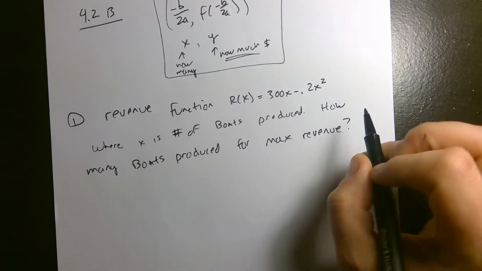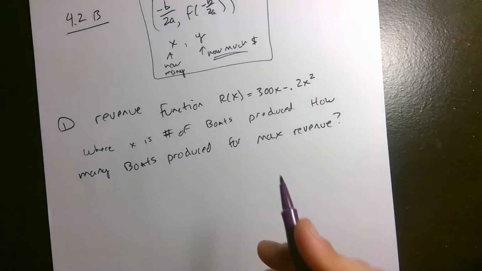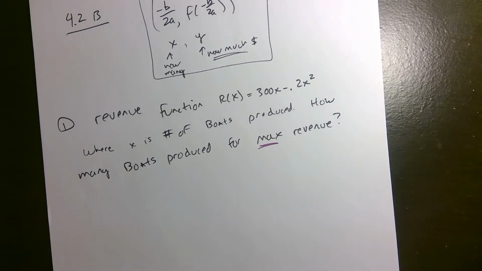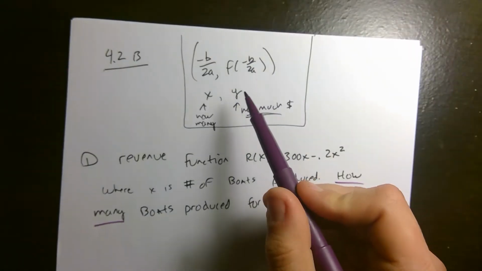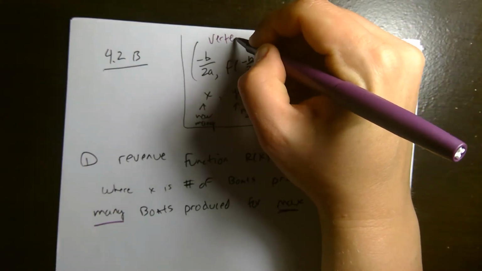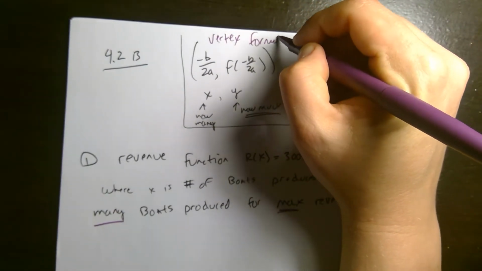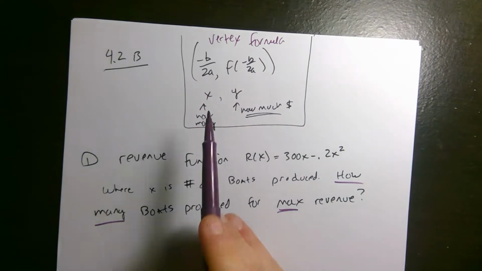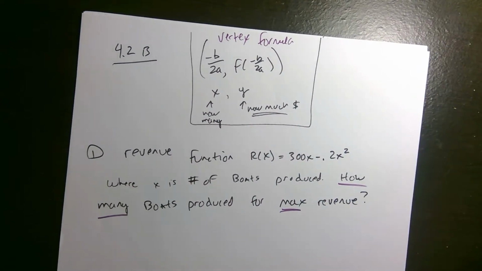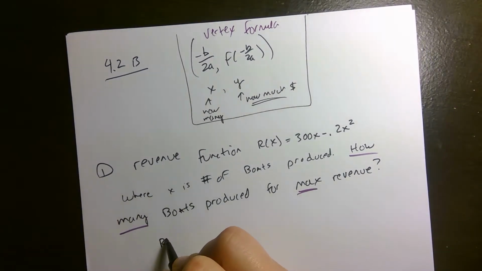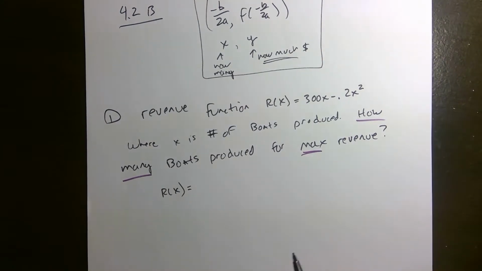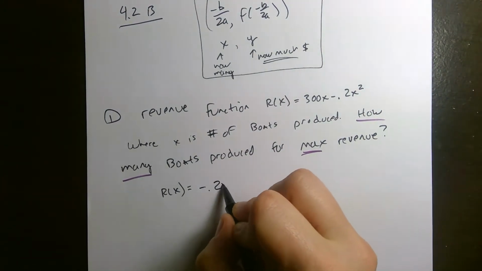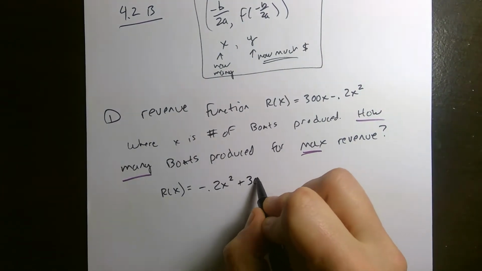Okay, so I see two things. I see the word max, so we know we're talking about a maximum. And since I see the phrase how many, I can go back to my vertex formula. I know that I'm only looking in this case for the x value. So I'm going to take the function they've given me, this r of x, and rewrite it in degree descending order so that I have my a and my b in the right spot. So this will become negative 0.2x squared plus 300x.